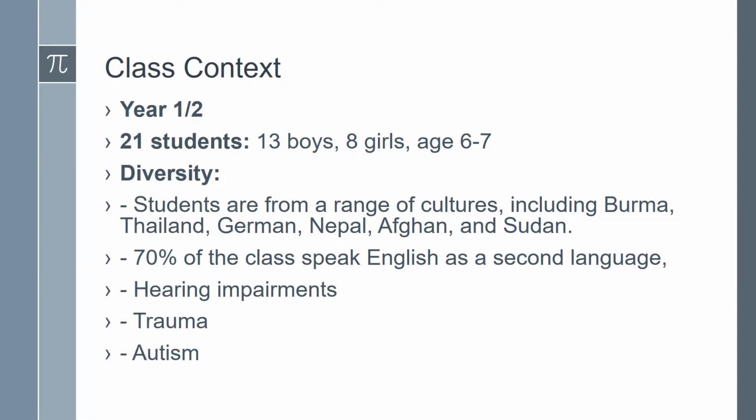I was allocated to a year 1, year 2 class, and my class has 21 students, 13 boys and 8 girls, and their ages are around 6 to 7 years old. This is a multicultural class, combining students who come from Australia, Burma, Afghanistan, Thailand, Sudan, Germany, and Nepal as well.